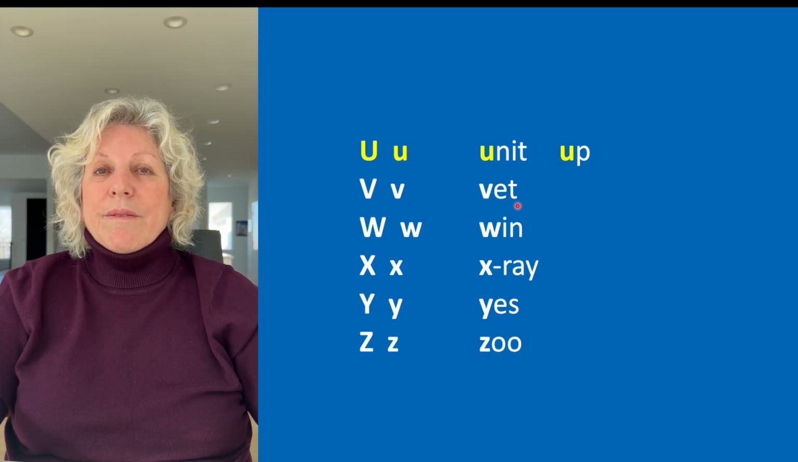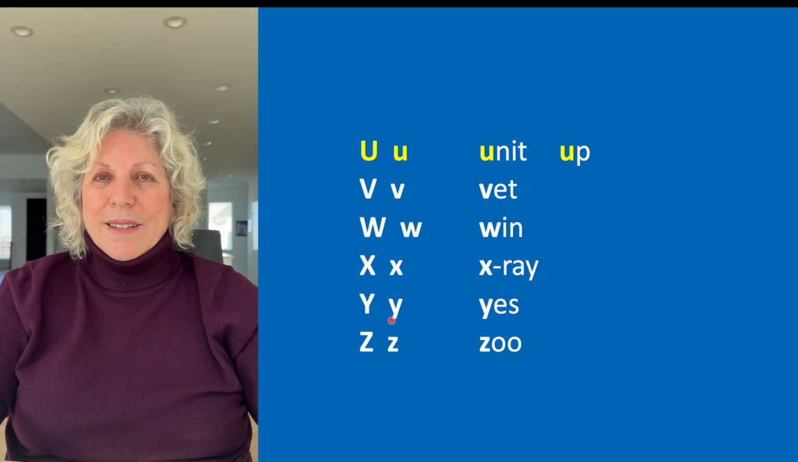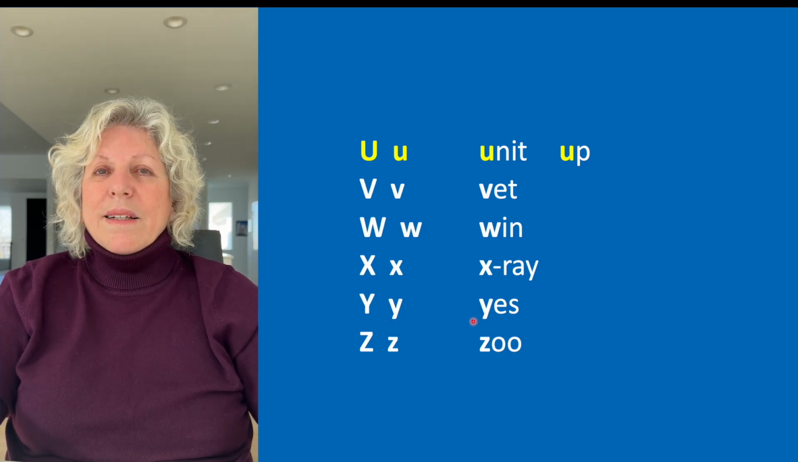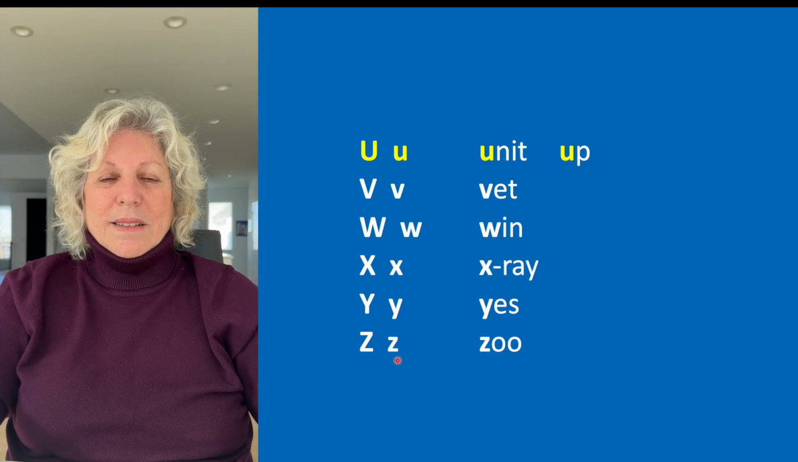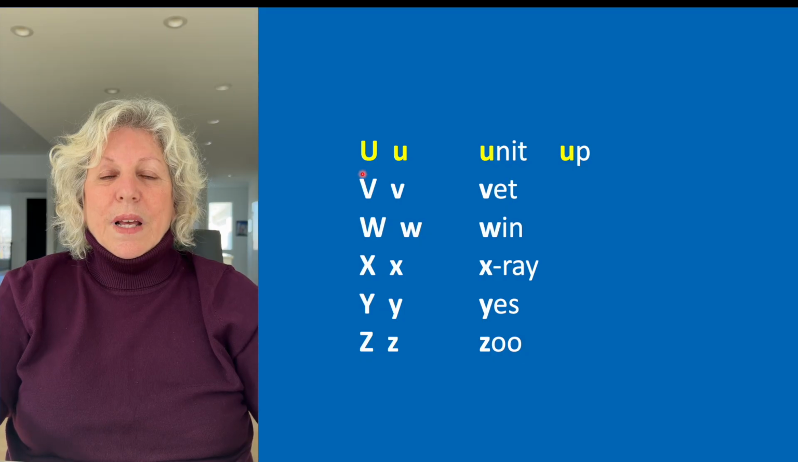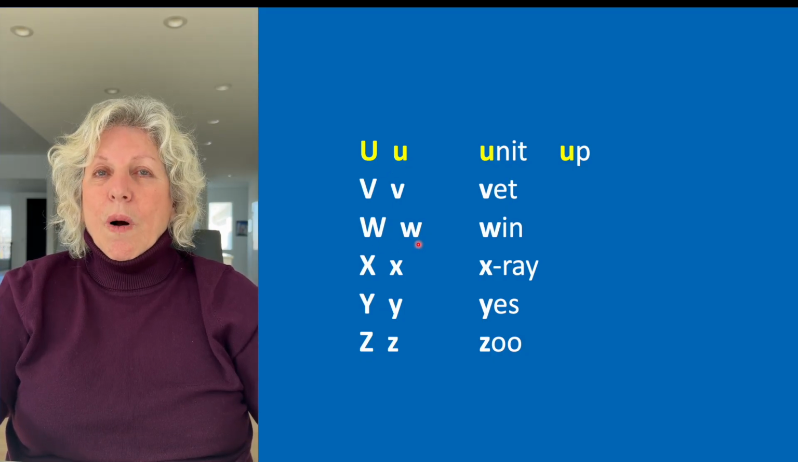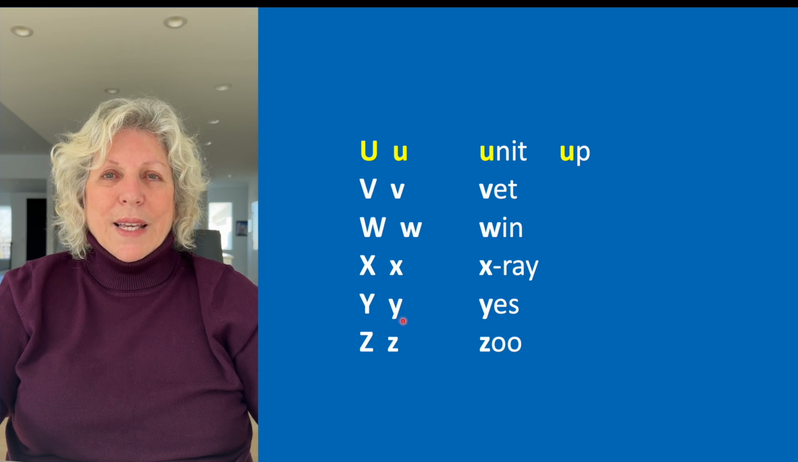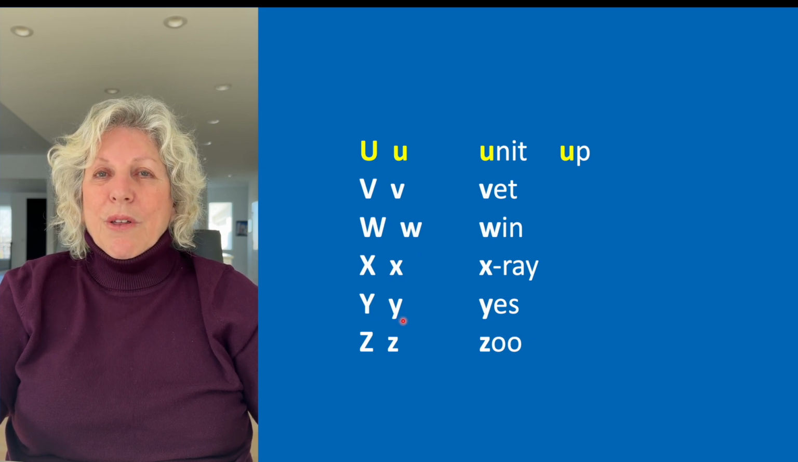V, vet. W, win. X, X-ray. Y, yes. Z, zoo. The letters U, W, and Y are a little bit tricky. We will come back to those at a later time.